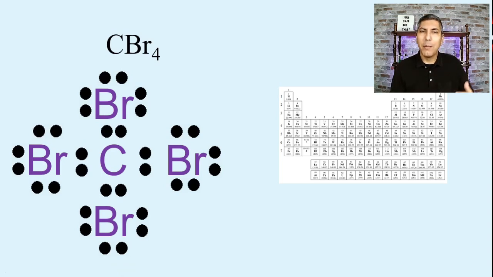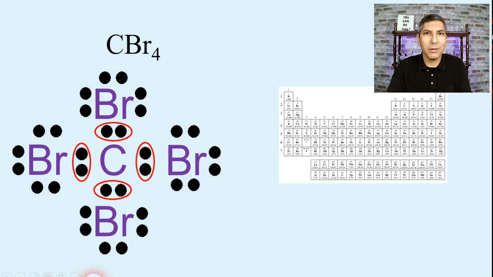And once again, I'm going to ask the same question as I did before. Does everything have 8? And I think it does. I think every atom here does have 8 because the bromines all have 8 now thanks to the shared pairs, and the carbon does as well. In fact, I can see that we have a total of 4 shared pairs in this molecule. So that is the basic structure here.